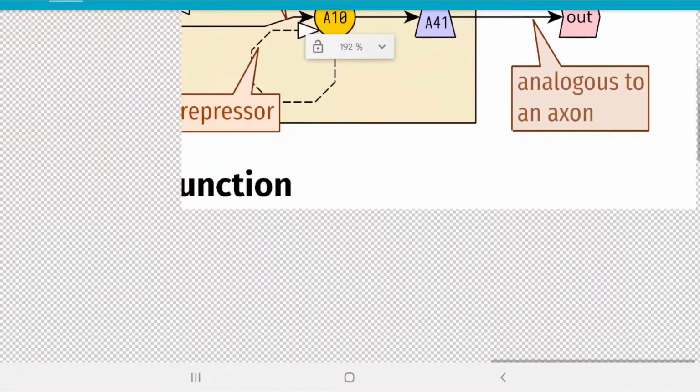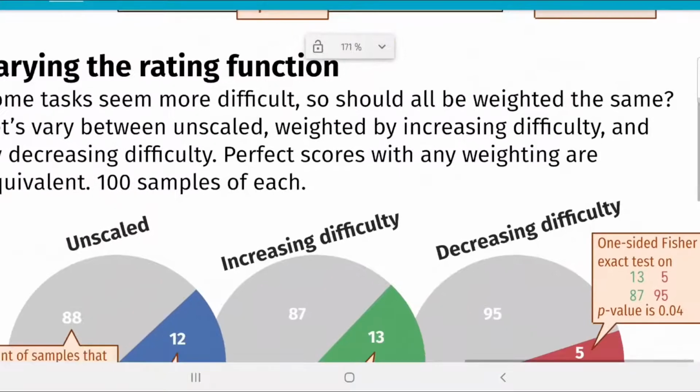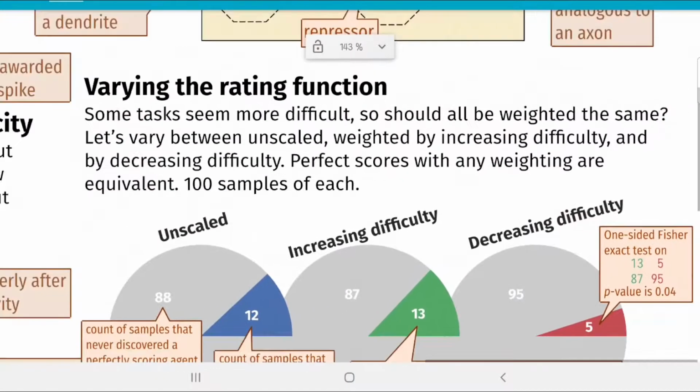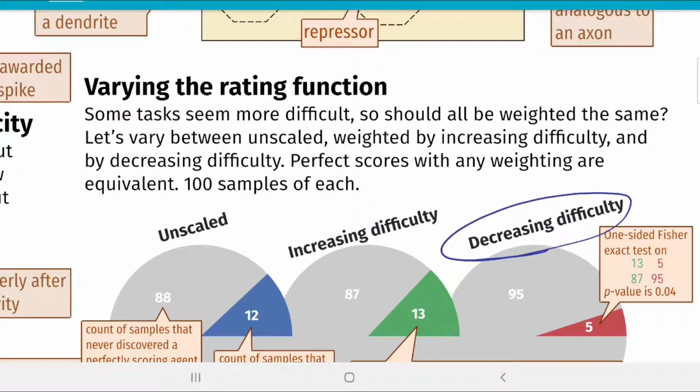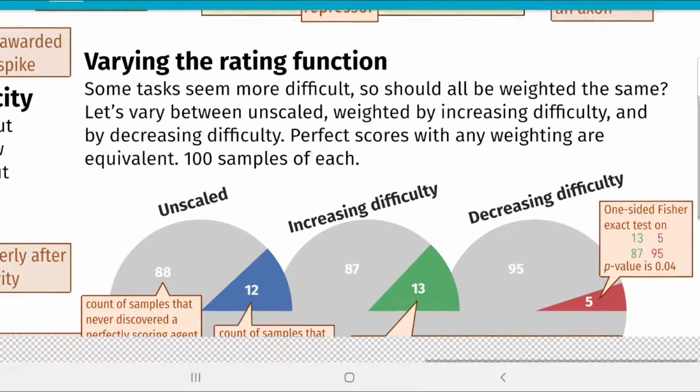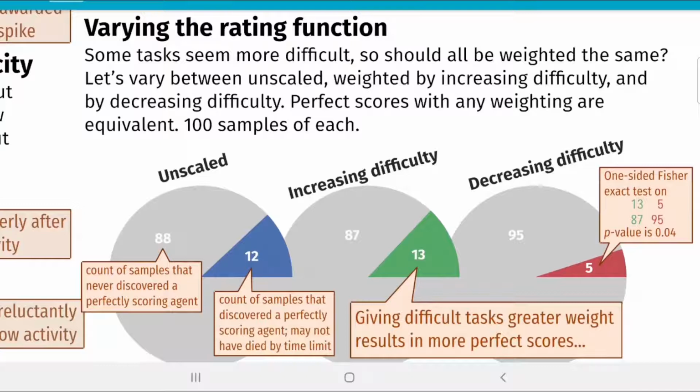Some tasks seem to be more difficult, so should all of them be weighted the same? The software can be configured to scale the scores on tasks before adding them together into an agent's overall rating. Here I compare an unscaled sum, a sum where the weights increase with task difficulty, and a sum where the weights decrease with task difficulty.